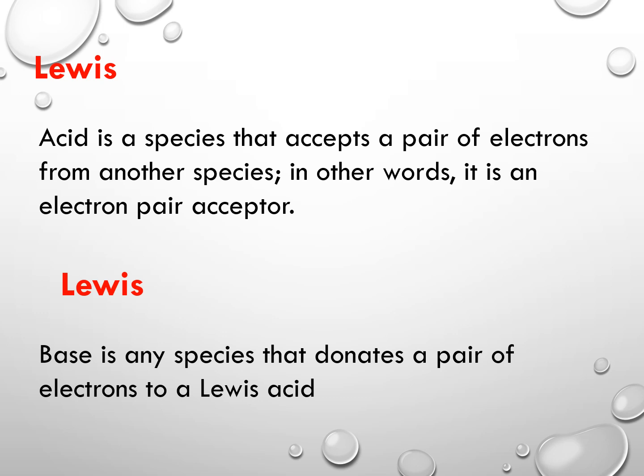So any substance which has an unshared pair of electrons acts as a Lewis base, while a substance which has an empty orbital that can accommodate a pair of electrons acts as a Lewis acid. According to Lewis theory, neutralization involves the formation of a new coordinate bond between the electron pair donor and the electron pair acceptor.